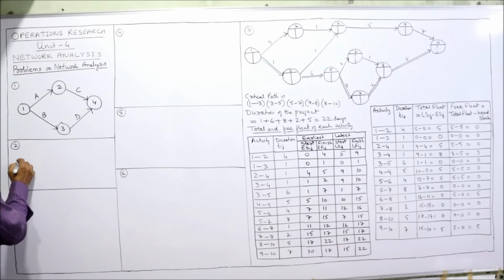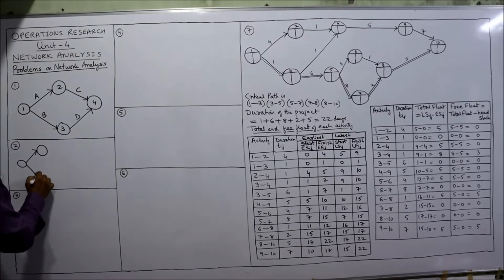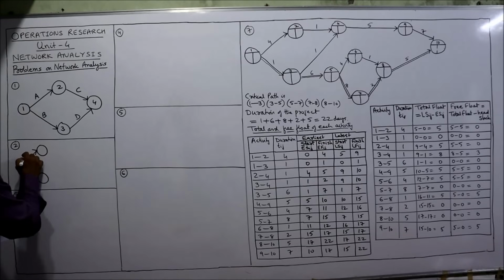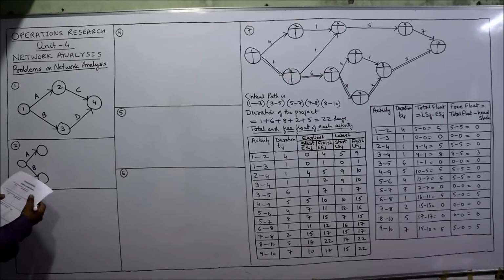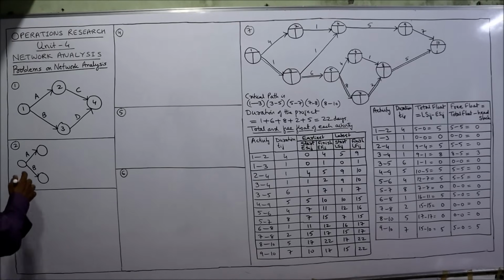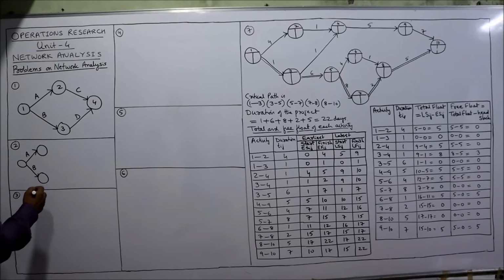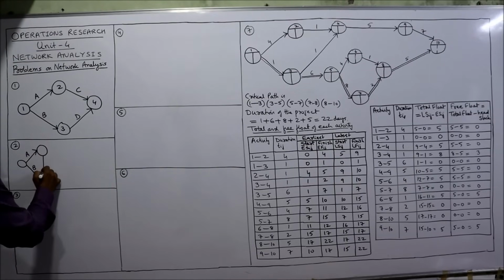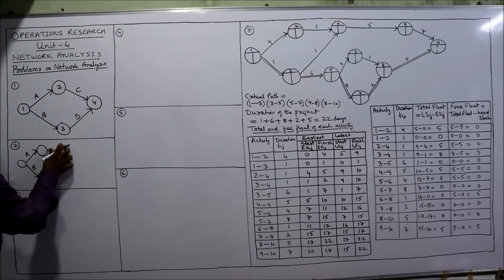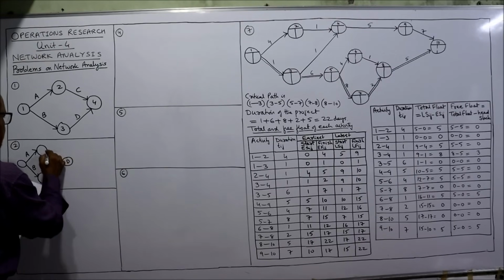A, B, no predecessor. So this is the A activity, this is the B activity. No predecessor. Then C follows after A and D follows after A. So after completing activity A, two activities are following, C and D. So I will take this as C and this as D.